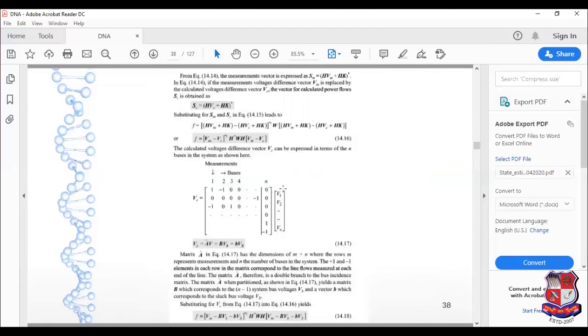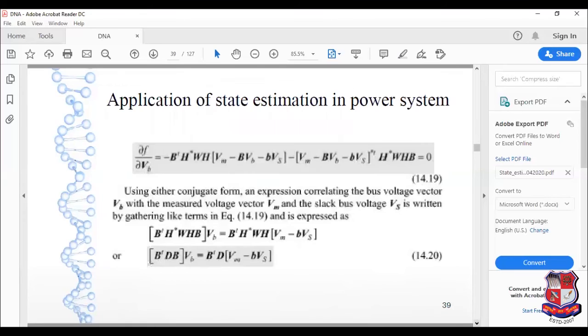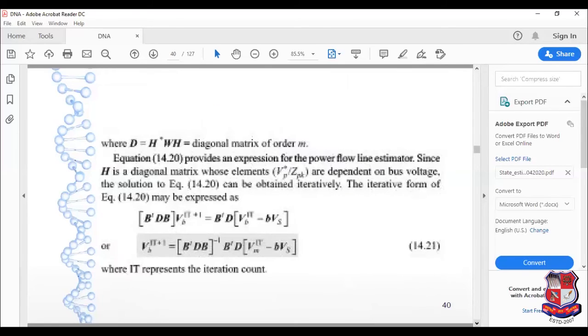It is Vz divided by Zpk. So by determining H, we can derive the value of D, and by using this equation, we can derive the value of the bus voltages. We can increase and decrease the iteration count. See, over here, the beauty of this is that once we get the value of D, it will not change after each iteration. It will remain constant. In the same way, B and B transpose also remain constant. So the only thing that keeps on changing is the value of VB after each iteration.